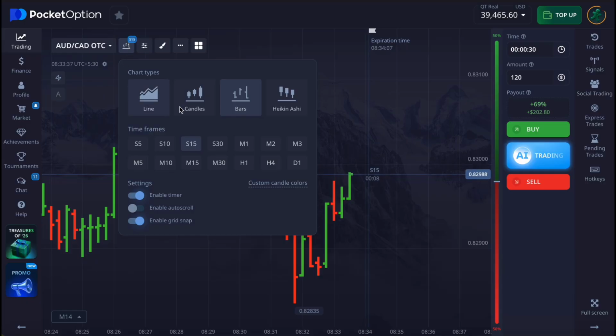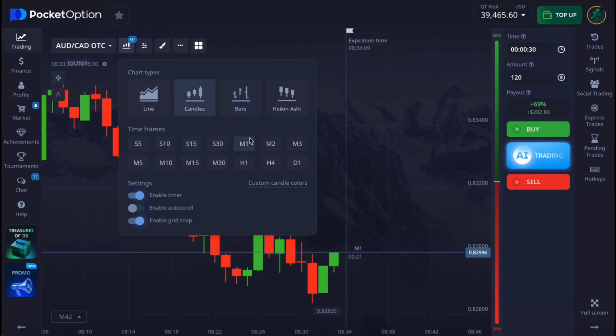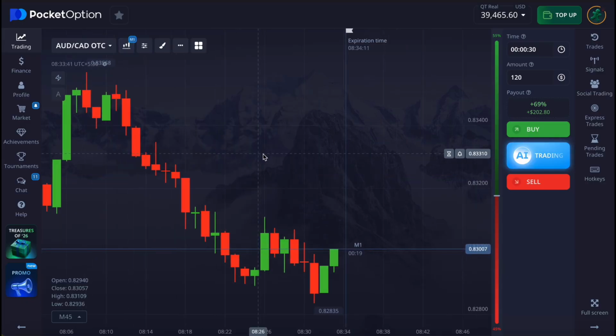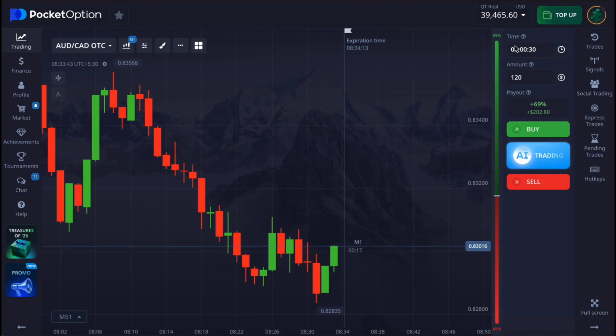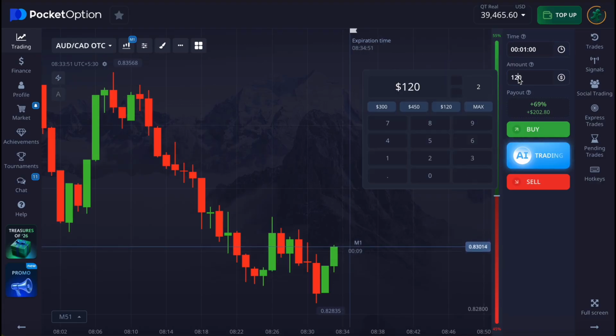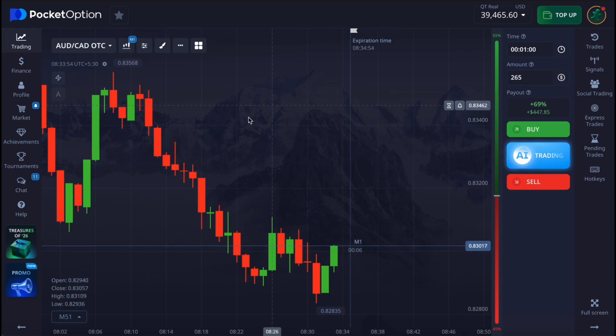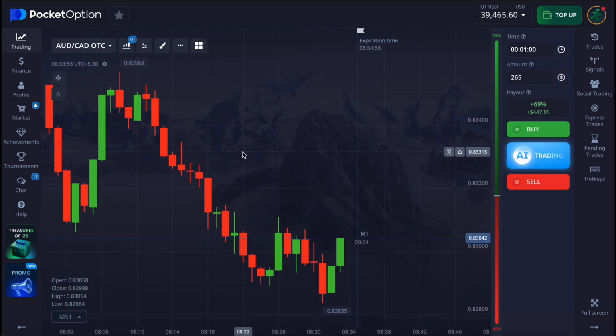So first I set the candle and expiry timing. I like the 1-minute candles the most for this strategy, so I will set it to 1 minute. And if we talk about expiry timing, then 1-minute timing is quite good.